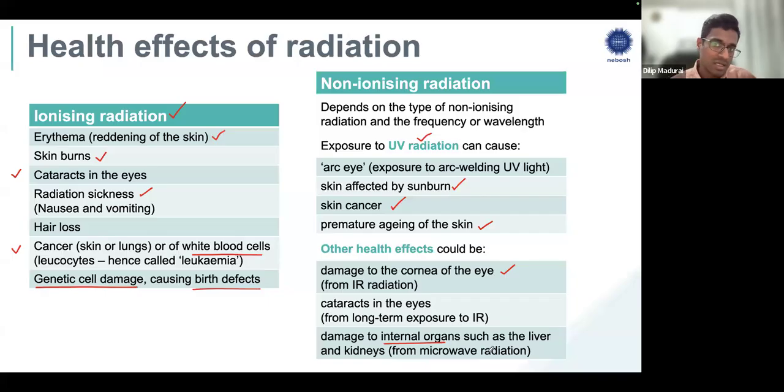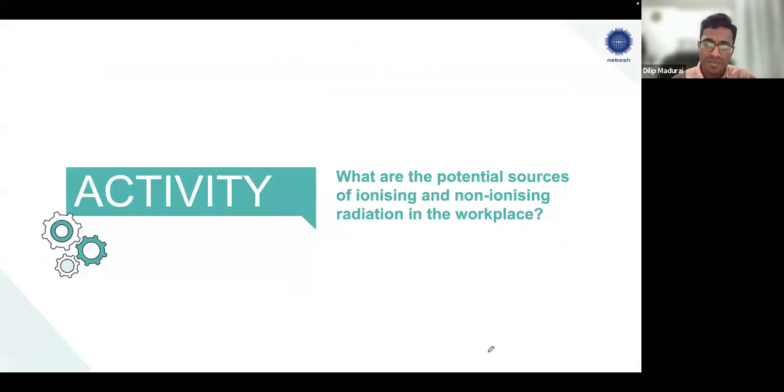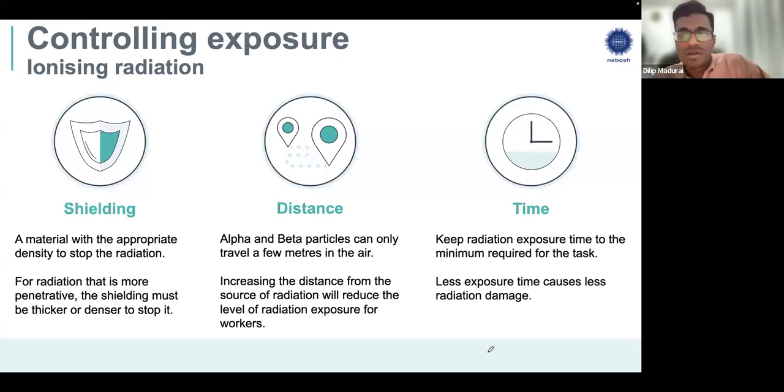So similar to what we discussed in noise and vibration, the two factors here are, one, the amount of radiation people are exposed to, and second, the frequency and duration of exposure. So when we are discussing control measures, we will understand how reducing the exposure time or increasing the distance from the source are very significant controls for radiations. So control measures for ionizing: shielding, distance, time.